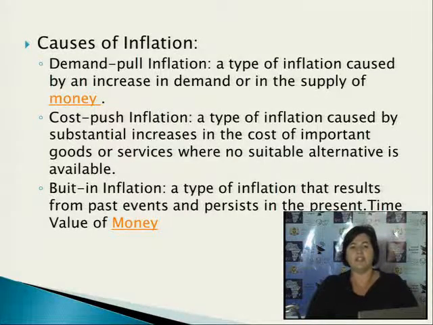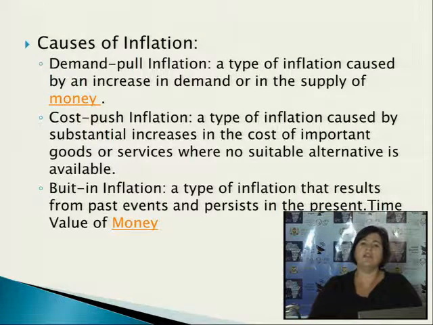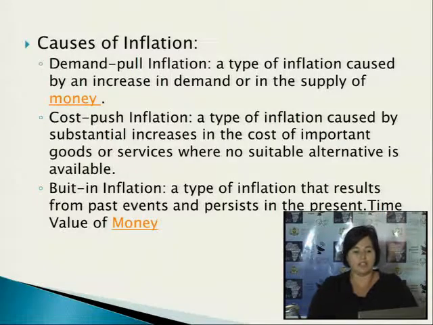Now, what causes inflation? What is the causes to make the prices go up? And as we know, it happens constantly in our lives. The first cause of inflation is the demand pull inflation. This is a type of inflation caused by an increase in demand or in the supply of money. If I could link that to what is currently going on in our country, it means that our country needs money because we need to create jobs. We need to be able to supply people with salaries, and that then puts a demand on the inflation.